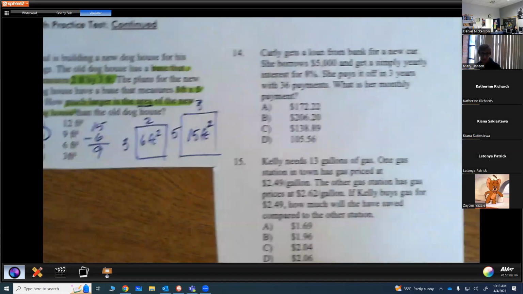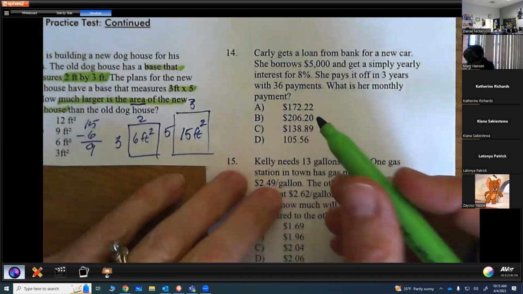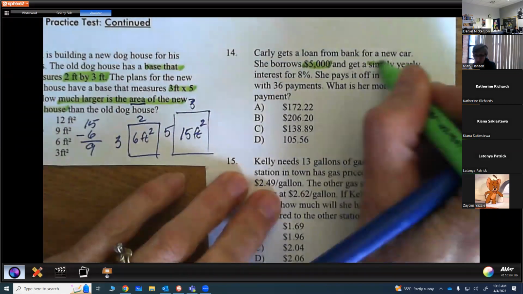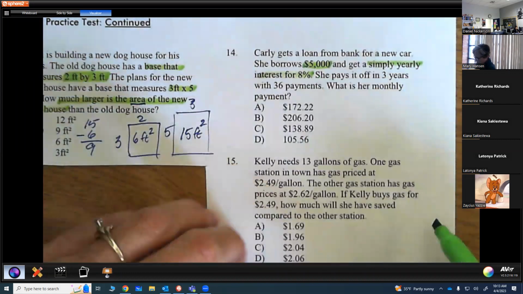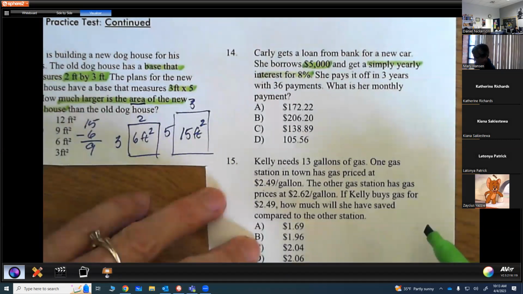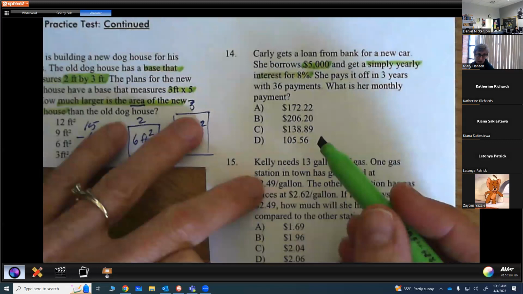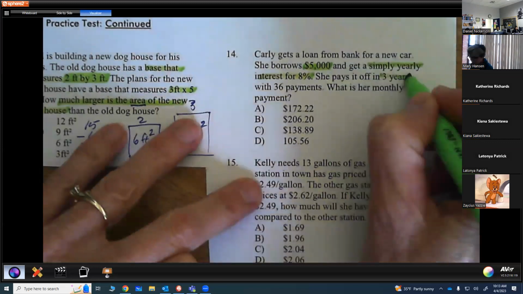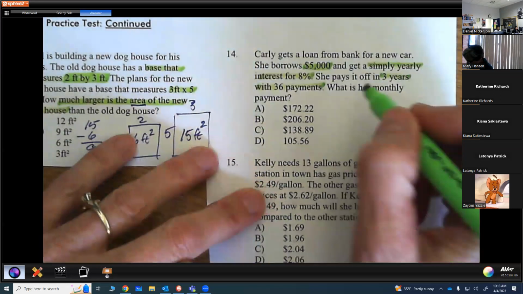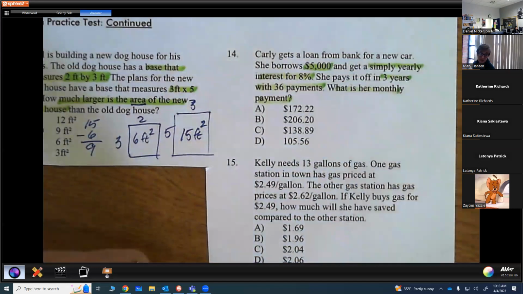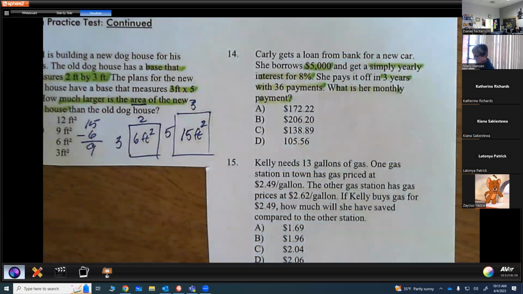14. Carly's getting a loan for her car. So she borrows $5,000. She has simple yearly interest at 8%, which I would advise you is not a great interest rate for a car. You may have to pay that, but it's not a great interest rate. She pays it off in 3 years with 36 payments, and we're wanting to know what is her monthly payment. This problem is going to require a couple steps, actually probably 3 steps to get to it. Because the first thing we need to know is how much interest is she going to have to pay?